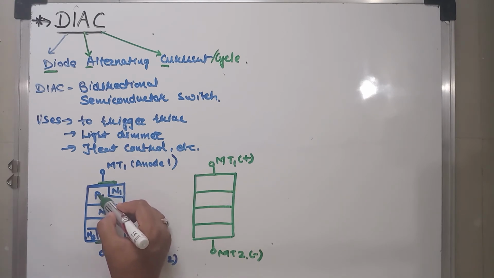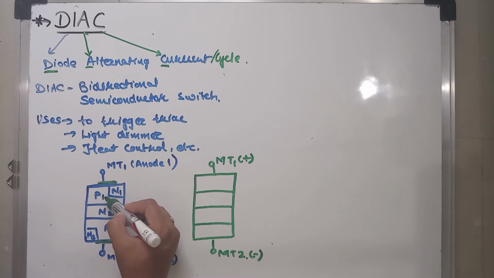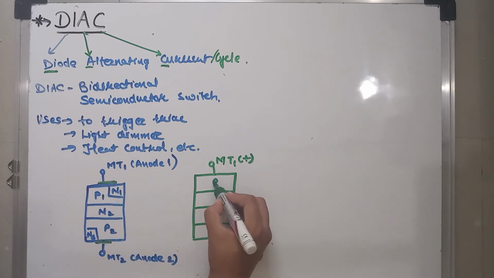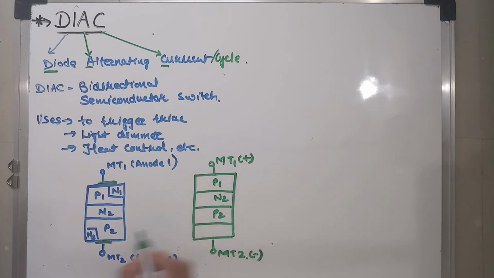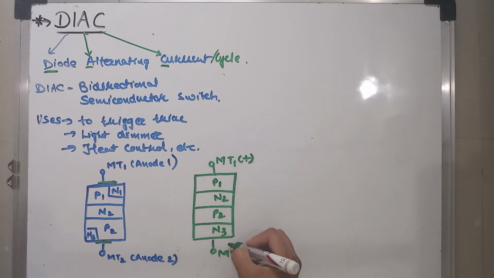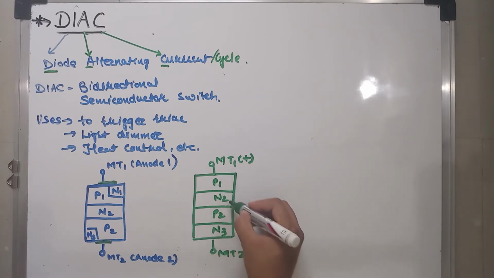Your layer P1 is activated, as the P1 layer gets the positive supply. So P1 gets activated. Here P1, then N2, then P2, and as N3 is getting a minus, so N3. So the layers P1, N2, P2 and N3 are activated. And now current starts to flow.